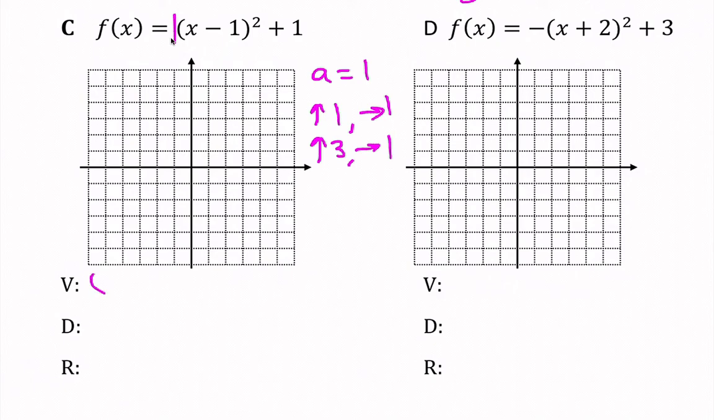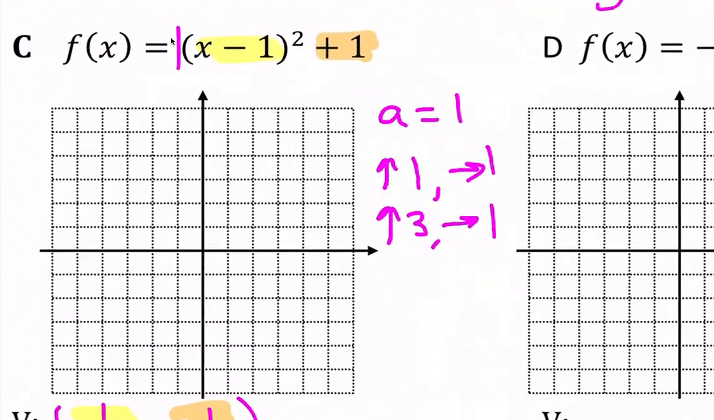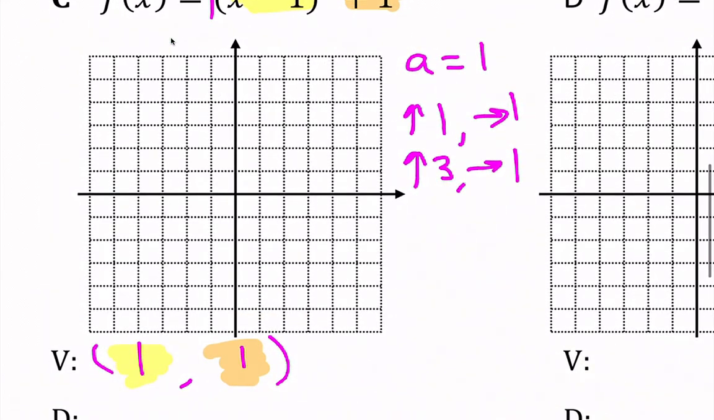Okay, I need to find my vertex. So to find the x of my vertex, I look in parentheses with the x. Notice it's a minus 1. Well, x's are liars, so I know my x is going to be a positive 1. To find my y value, I look behind the square, and out behind it I see a positive 1, so that tells me my y value is also a positive 1. So my vertex is at 1, 1.